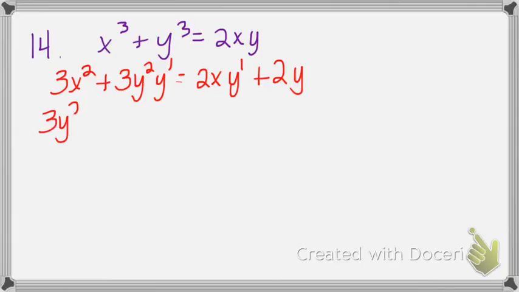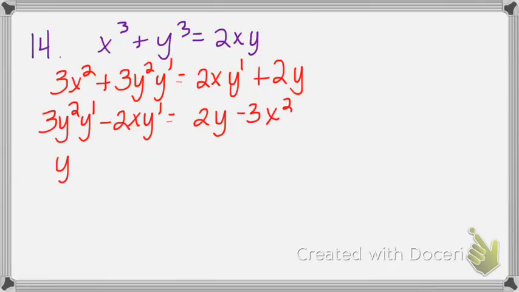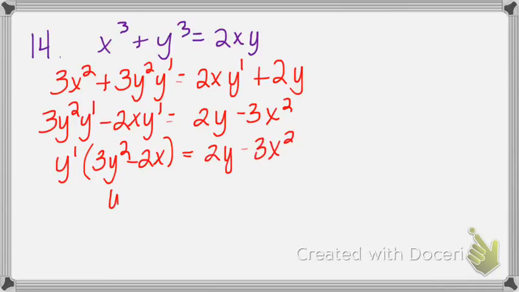Bring everything with y prime on the same side, and everything else goes to the other side. Factor out your y prime. Divide by y prime.